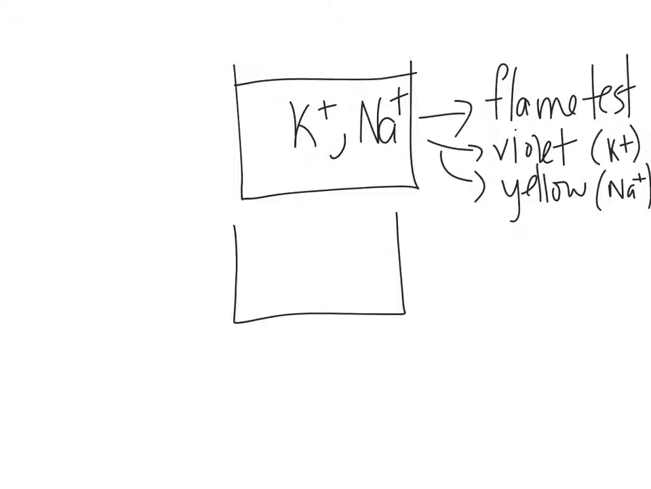Let's say we've got a beaker and it could contain copper 2+ and iron 3+. It could contain either one of these ions. What could you do? Look at the color of the solution.